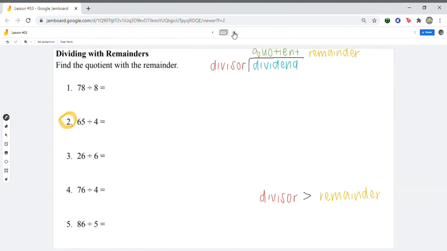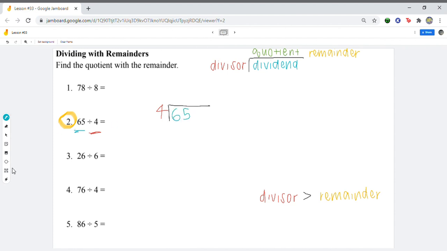So the second section we're going to go over is how to divide with remainders, and we're back with the color coding. So we're going to find the quotient with the remainder. This time we're going to be dealing with the remainder, and I use yellow to represent the remainders. So number 2 is 65 divided by 4, and I'm going to start color coding. So 65 is our dividend, our 4 is our divisor. So I'm just going to follow that format. So 4 goes on the outside, and then we're going to have 65 go in the inside.